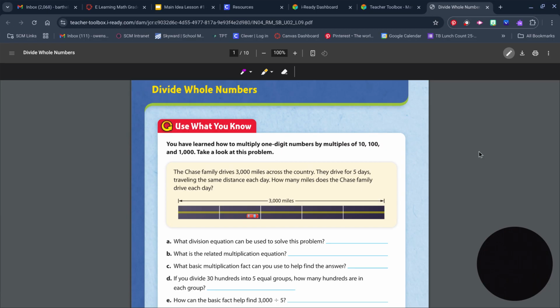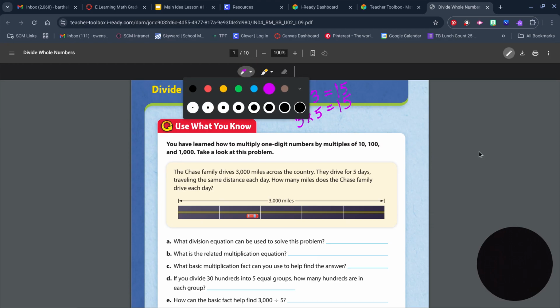So in multiplication, when we do 5 times 3 equals 15, we're saying 5 groups of 3 equals 15, or 3 groups of 5 equals 15. And in division, we're saying the opposite. We're saying the total, that we know what we have.